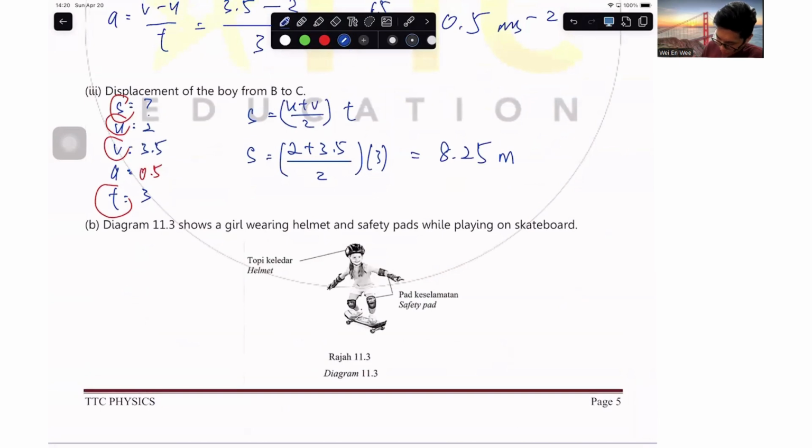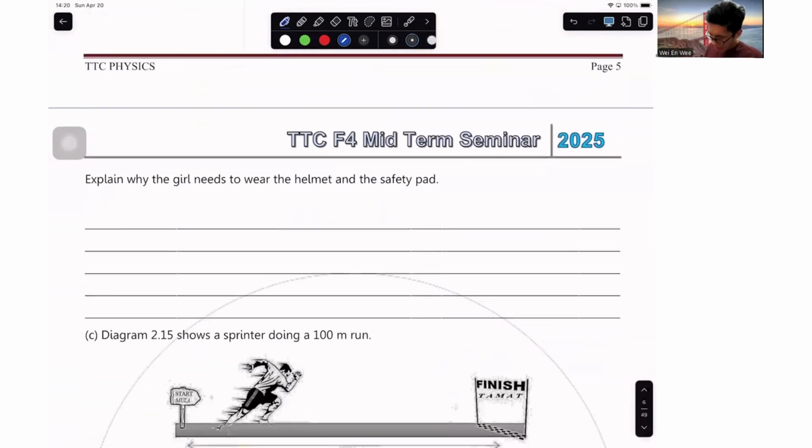Diagram 11.3 shows a girl wearing a helmet and safety pads while playing on a skateboard. Explain why the girl needs to wear the helmet and the safety pad. So this is an explanation question, I would say about 3 to 4 marks. Now, how do you explain why the girl needs to wear the helmet and safety pad? You don't tell me, oh, so that the girl won't get hurt. Not good enough.